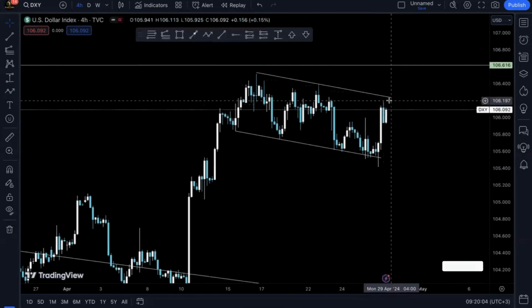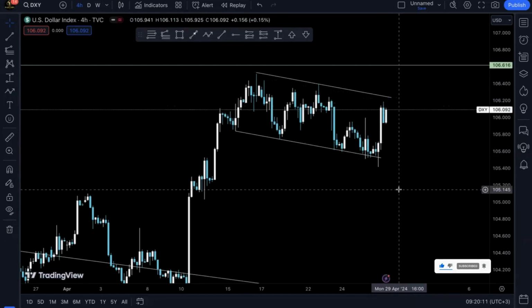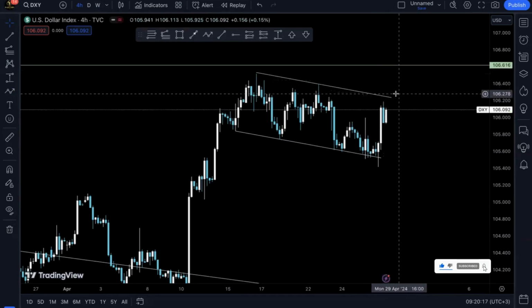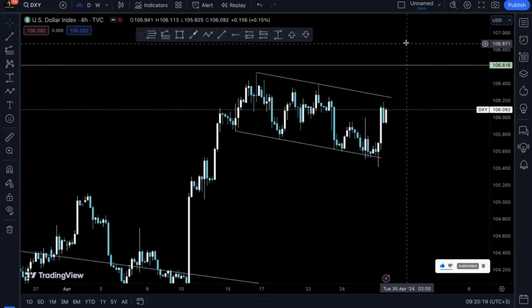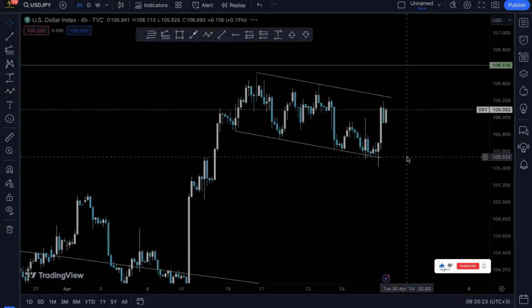But in case prices come and bounce off this trend line again here and then start selling, I won't be surprised. I'll just look for sell setups. But my bullish setup will only be valid once prices bounce or break above here, give us a retest, and then continue going higher. Now, how will that be impacting the dollar pairs?